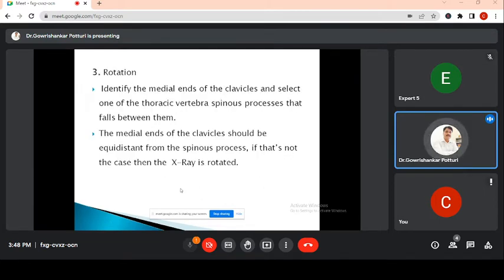Then coming to rotation, identify the medial ends of the clavicles and select one of the thoracic vertebral spinous processes that falls between them. The medial ends of the clavicles should be equidistant from the spinous process. If not, the X-ray is rotated. That means the patient has rotated while the X-ray was being taken.